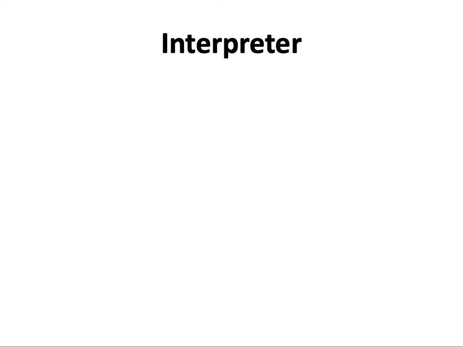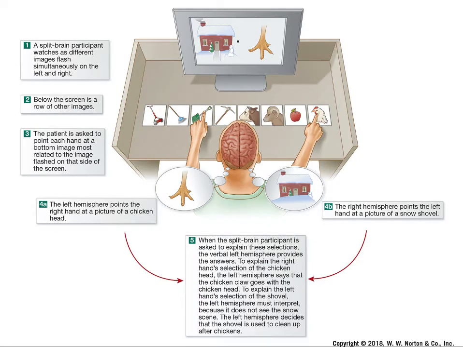Interpreter. The left hemisphere's propensity to construct a world that makes sense is called the interpreter. On the basis of limited information, the left hemisphere attempts to explain behavior produced by the right hemisphere.